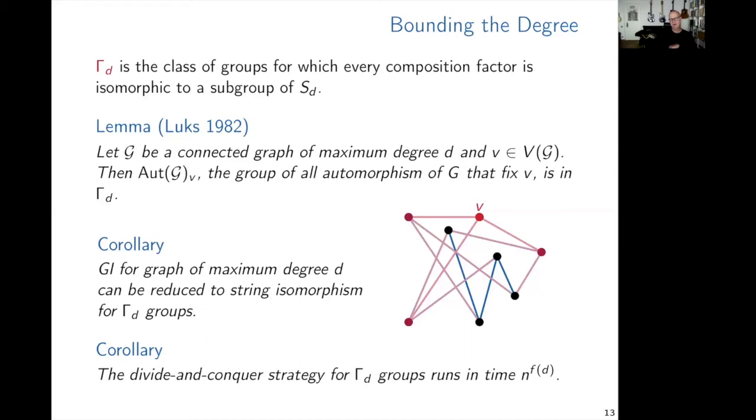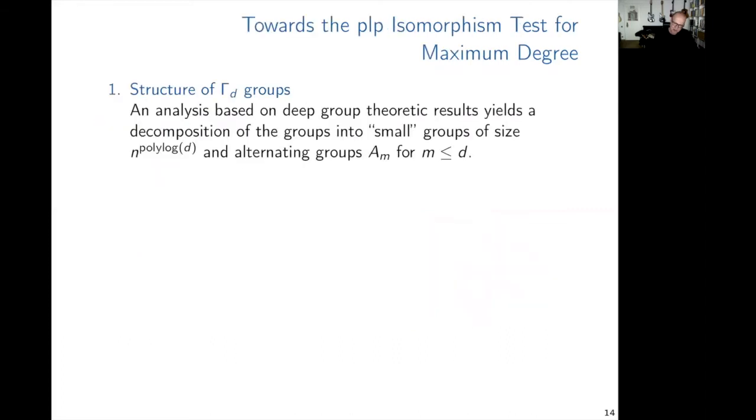And now, if we're a bit more clever looking at these groups, we can actually bring it down to n to the D, or even n to the D over log D. Okay, so what did we do to bring it down to n to the polylog D? Our goal is n to the polylog D.